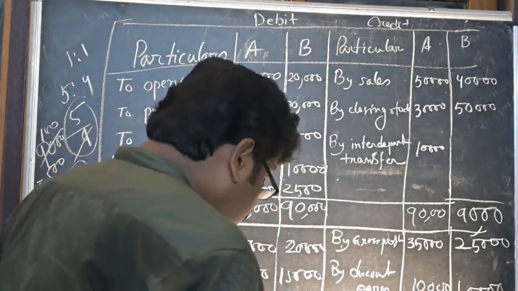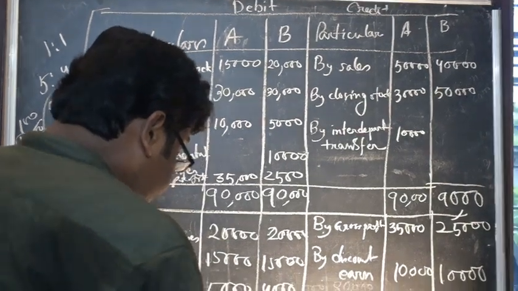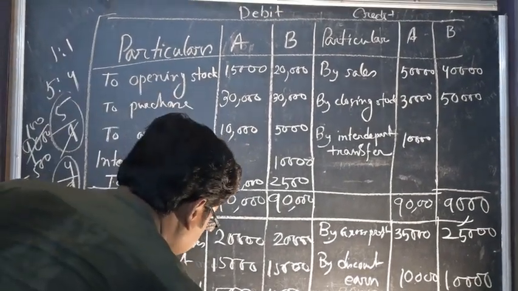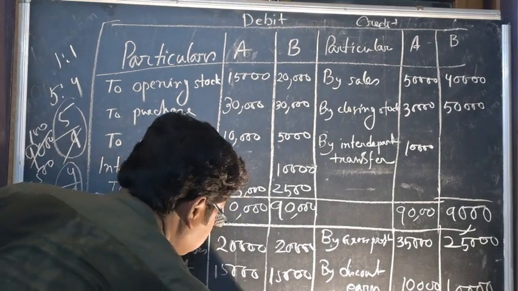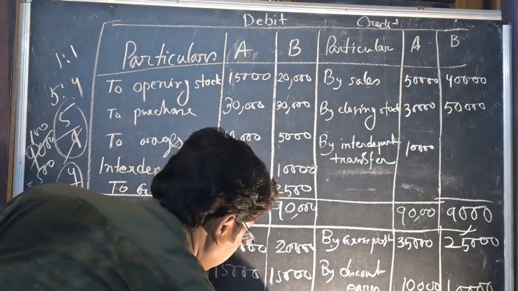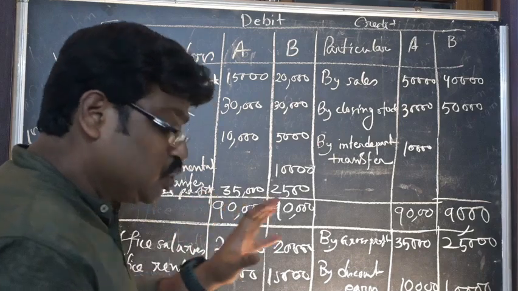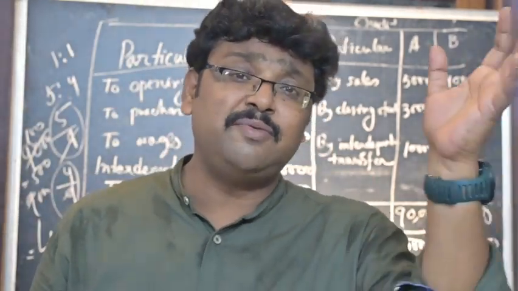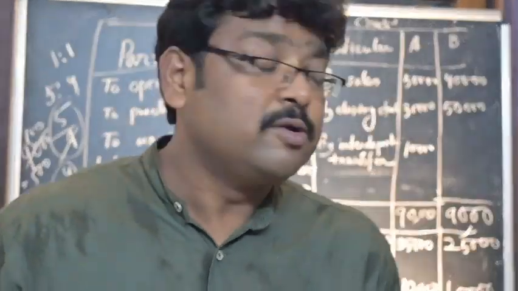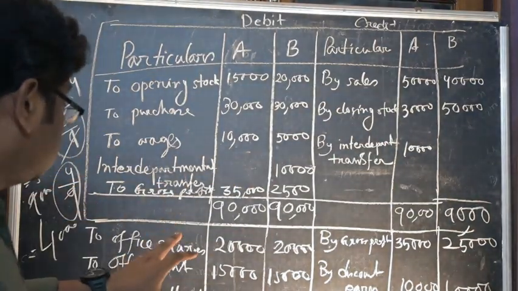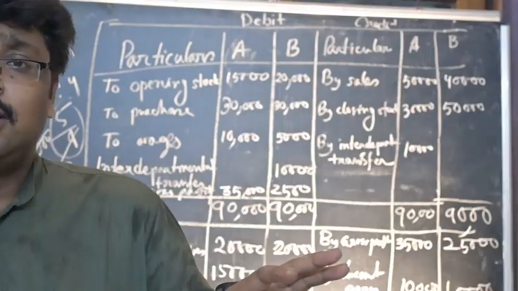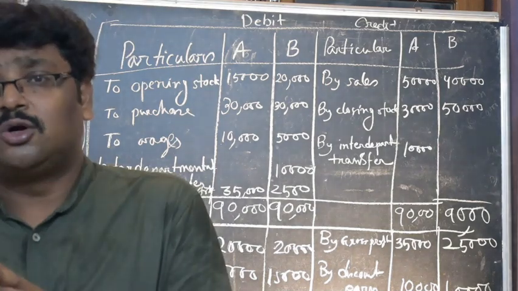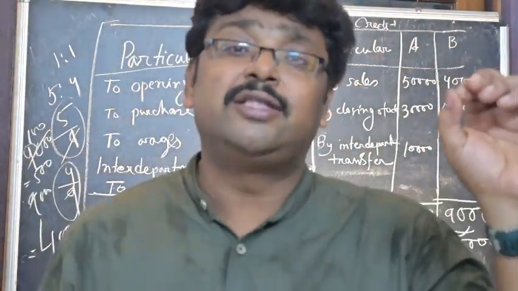So to depreciation, it is 6,500 for department A and 6,500 for department B, and this should be put on the debit side, because this is depreciation. So whatever particulars were given in the problem, we have put all of them on the debit and credit sides, following the trading account and the profit and loss account.